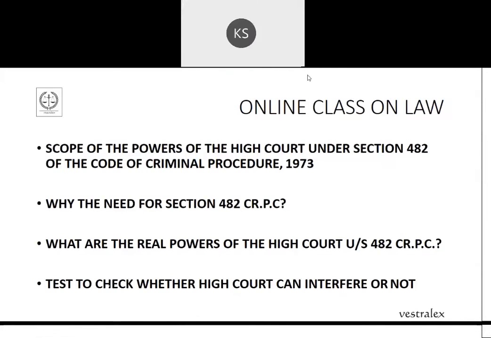The third part of the definition is, or otherwise to secure the ends of justice. This is the part where the High Court comes into existence in itself to pass any order. This is the bare provision which 482 provides in the Act.